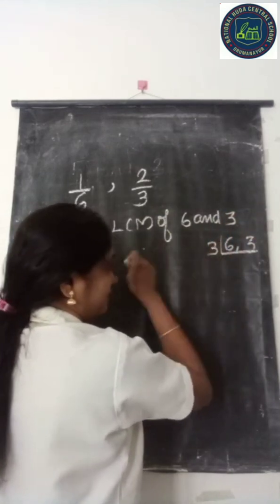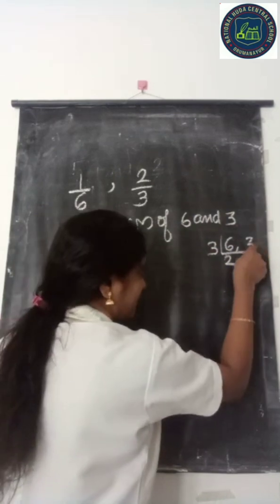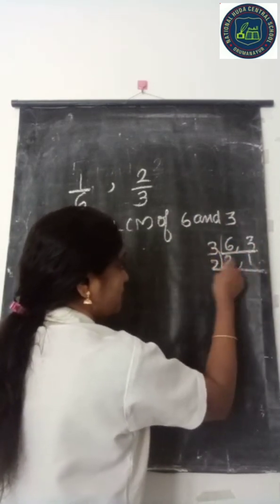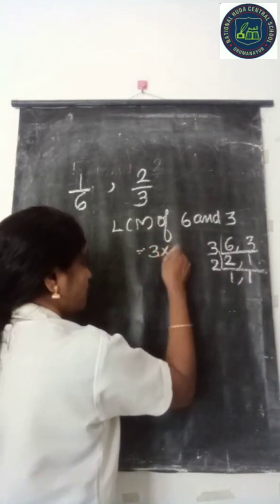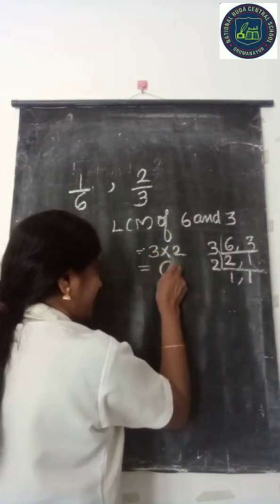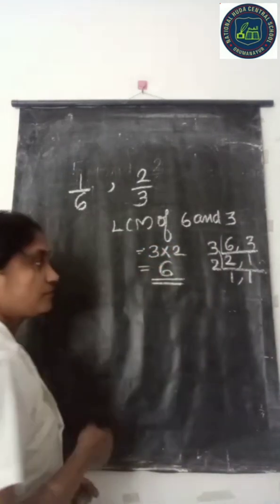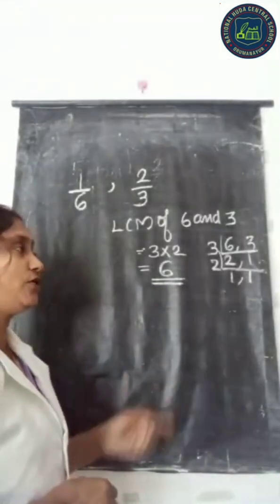That is 6 and 3. We can divide by 3. 3 twos are 6, here 1. Again 2, 1, 1. So our LCM is 3 into 2, that's equal to 6.